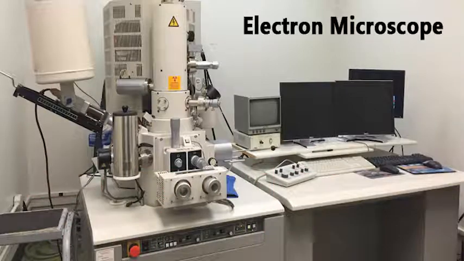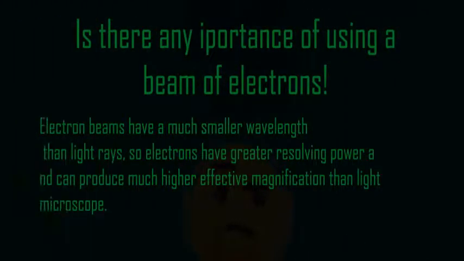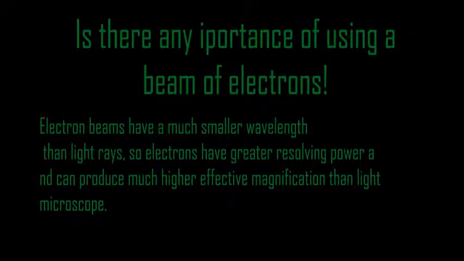Question: is there any importance of using a beam of electrons instead of a beam of light? The answer is yes, because electron beams have a much smaller wavelength than light beams. This permits the production of higher effective magnification than the light microscope. I repeat, electron beams have a much smaller wavelength than light beams. This means the electron microscope can produce higher effective magnification than the light microscope.